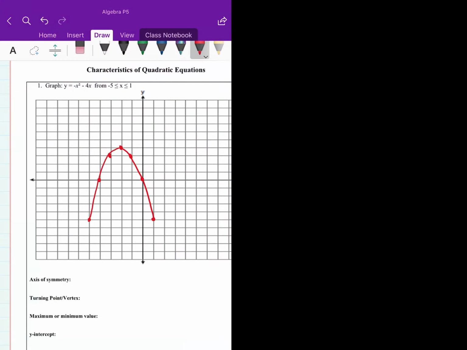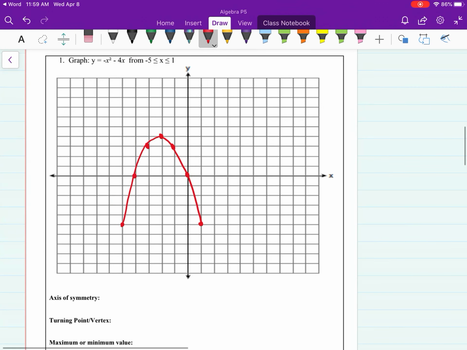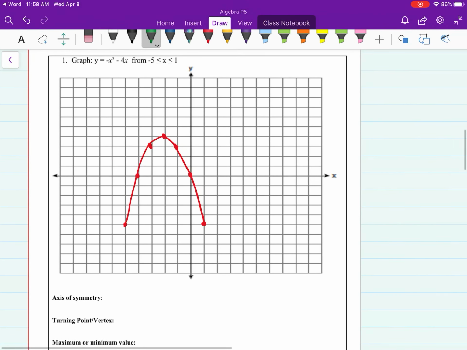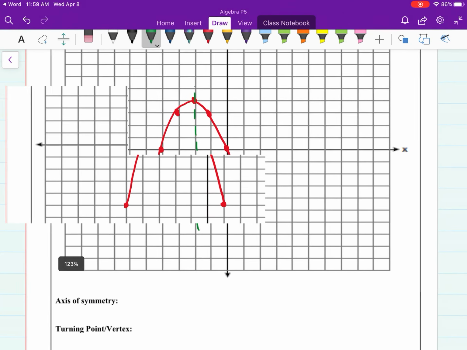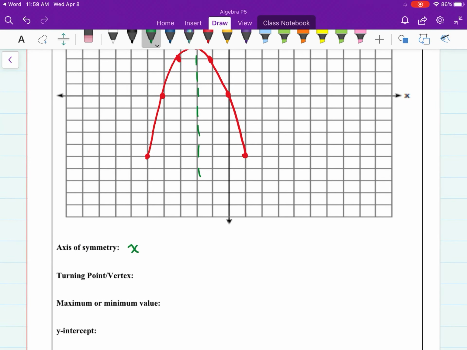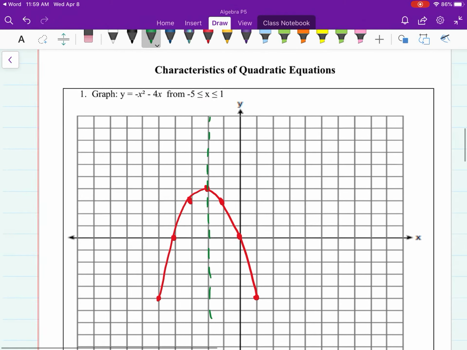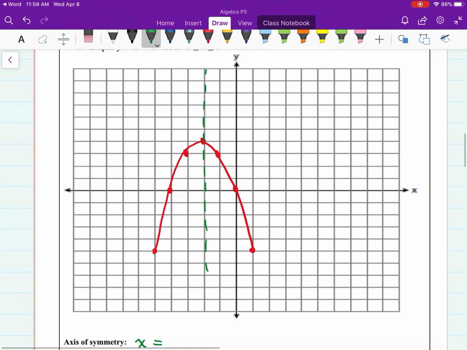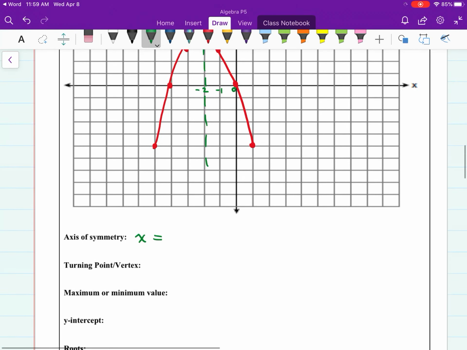So now we're going to find the axis of symmetry. The axis of symmetry, draw a line down the middle, like this. Now remember that this is going to be an equation of x equals, and then wherever it crosses the x-axis. So here in the middle, this is 0. This would be -1. This would be -2. So x equals -2 is the axis of symmetry. You can't just say that it's at -2. You have to say that it's x equals -2.